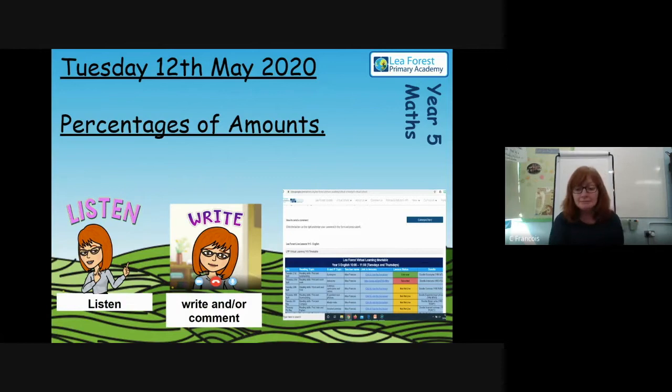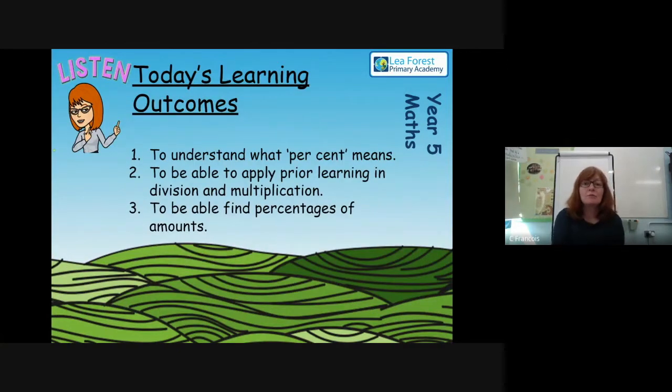Good morning, Chloe B. Right, so today's learning outcomes. We have to be able to understand what percent means at the end of this lesson. Percent means out of 100, per, part of, cent, 100, part of 100. And to be able to apply our prior learning in division and multiplication, you're going to have to think way back to when we divided by 10, 100 and 1,000. If you can remember that, that is going to be really useful for you today. And we are, of course, going to be able to find percentage of amounts, fingers crossed, by the end of the lesson. It's not as tricky as it might be.